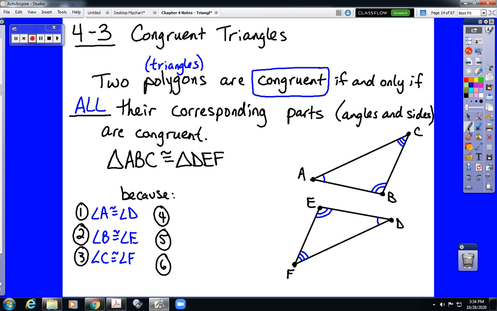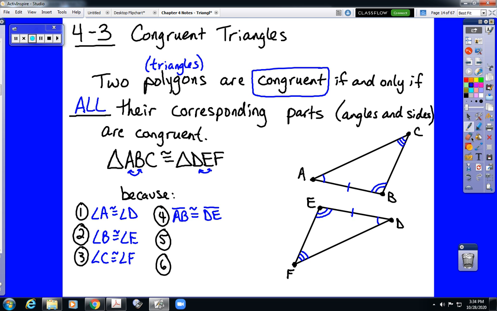Then we move on to side lengths. Side lengths can also come from the name. If we look at the first 2 letters in the name, we have AB and DE. This indicates that segment AB is congruent to segment DE. So we'd mark those as being congruent with a single dash mark.